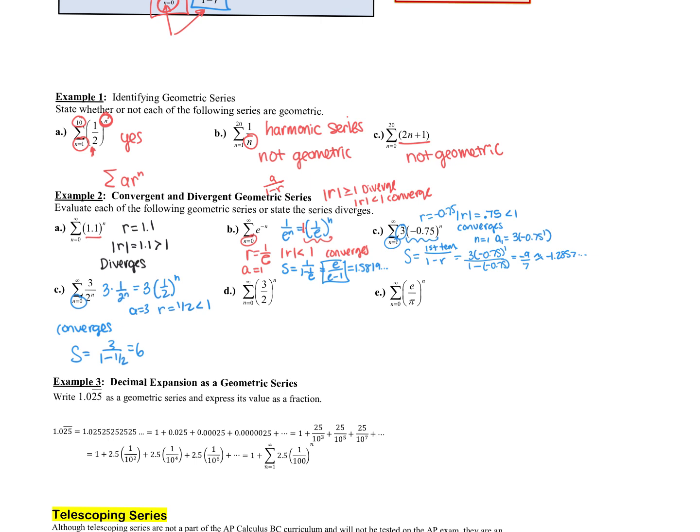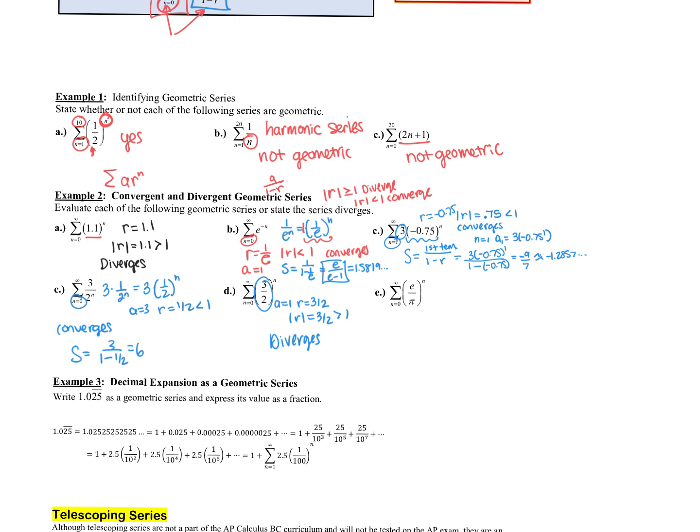D is also clearly a geometric series because we have a ratio raised to the nth power. So we'll look at a is 1 here, r is 3/2. The absolute value of r here is going to be 3/2, which is greater than 1. So this diverges. So we can't find the sum then.